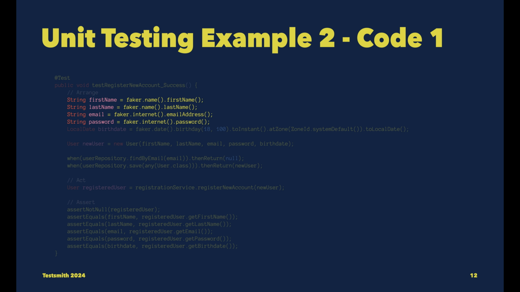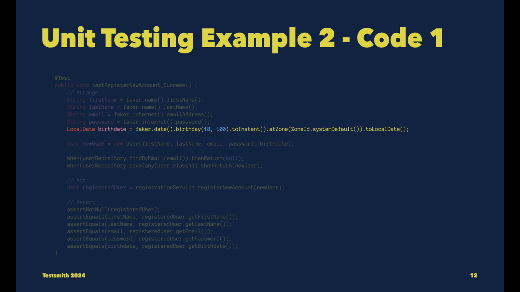In these lines, we're using the Faker library to generate random data for a new user account. Specifically, we're generating a first name, last name, email address, and password. This random data will be used to create a new user object for the test.